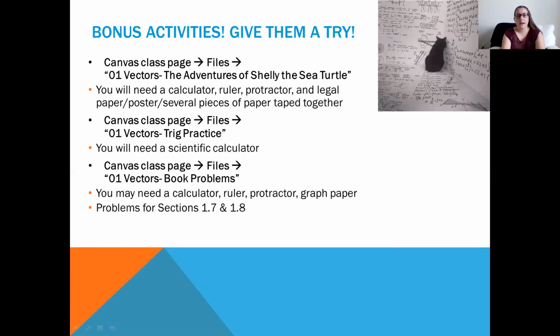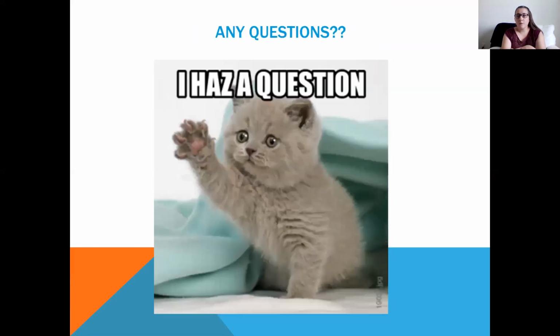Okay, so I showed you this slide yesterday, the bonus activities, if you want a little bit of extra practice for this particular part of chapter 1, vectors. There are those 3 resources for you on Canvas that you can check out. I'll be posting answer keys to those on Friday at some point so that you can check your work if you decide to do them. All right, before we move into the chapter 2 PowerPoint and get started on that, do you guys have any questions about chapter 1?